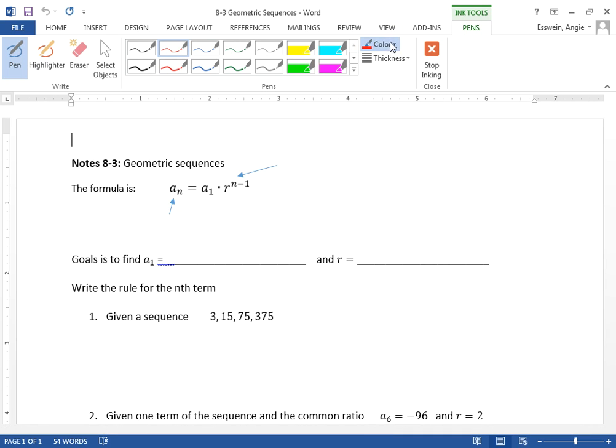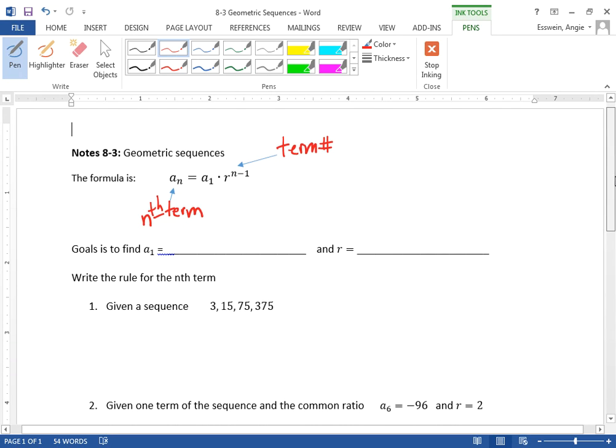8.3 geometric sequences. So this stands for the nth term, just like before. And this n still stands for the term number, just like before. And those things stay in the formula just as they are. But what you need to find this time, the easiest thing to find for geometric sequences, is the first term and then the common ratio.